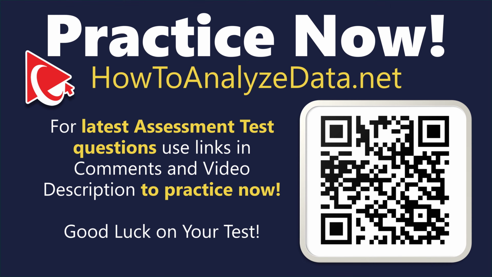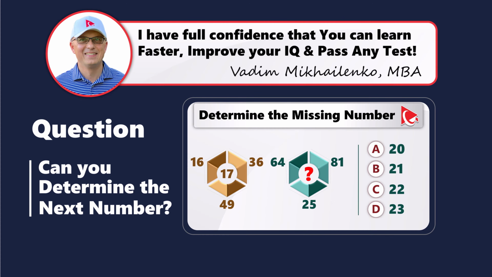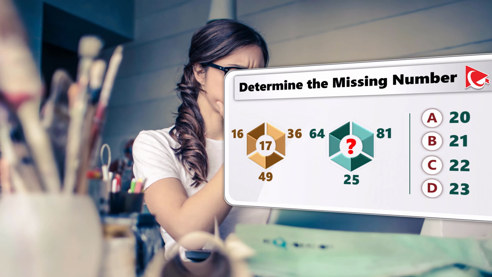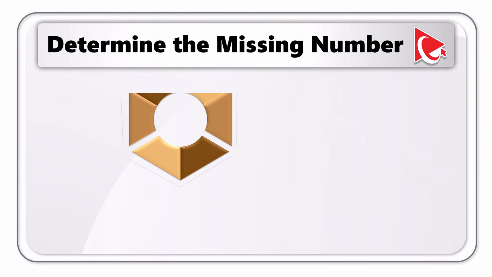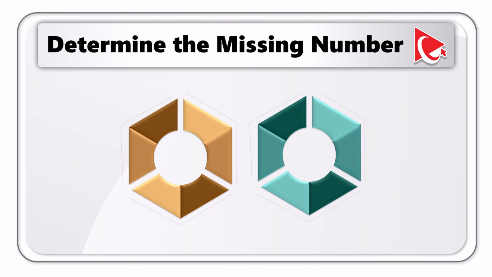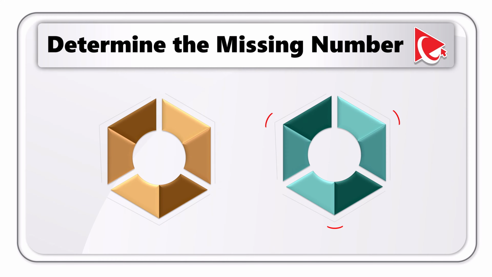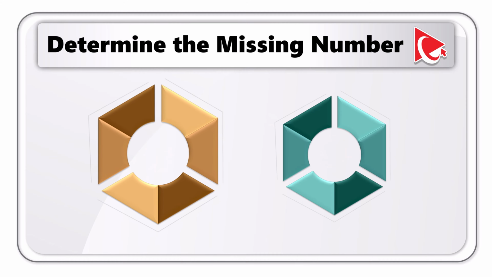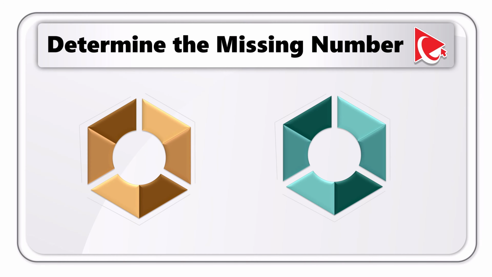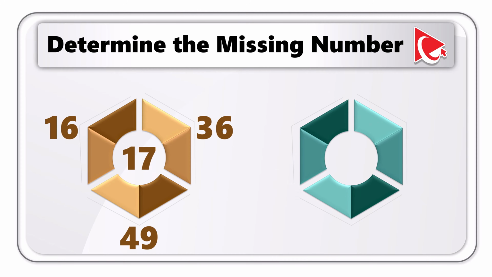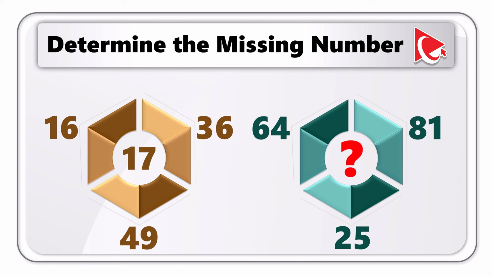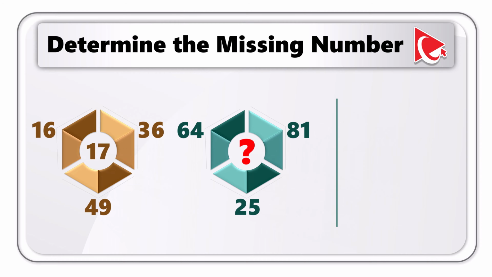Prepare to tackle this intriguing assessment test question, designed not just to test your mental math abilities, but also to foster your critical thinking skills, which you can utilize in your day-to-day life. You're presented with two unusually looking hexagons, and each hexagon has the 3 outside numbers and 1 inside number. On the first hexagon, the outside numbers are 16, 36, and 49, and the inside number is 17. On the second hexagon, the outside numbers are 64, 81, and 25, and the inside number is missing. You need to determine the missing number out of 4 possible choices.